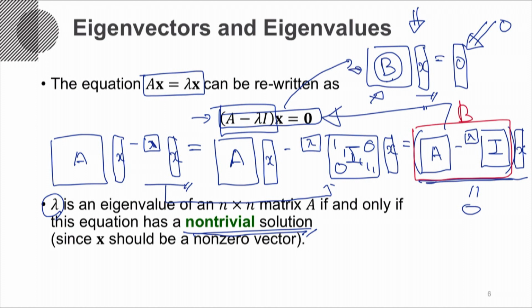So originally, A times x equals 0 may not have any non-trivial solution, but after A minus lambda I, this matrix B should have a non-trivial solution, or non-zero vector as a solution for this equation. And such a value of lambda will be called an eigenvalue.